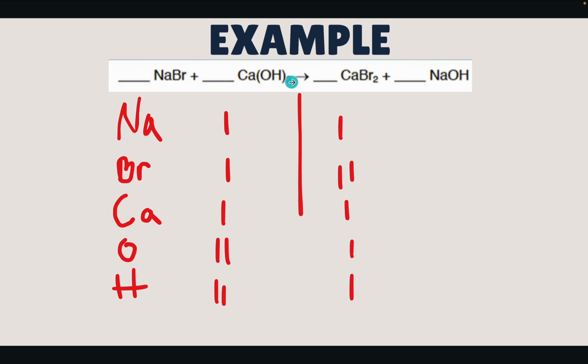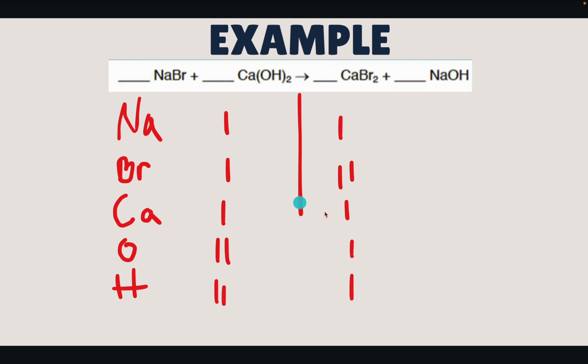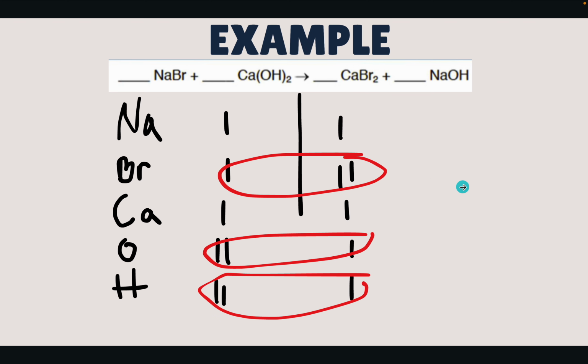So it multiplies into the parentheses. On the product side, there's 1 calcium, 2 bromides, 1 sodium, and then 1 oxygen and 1 hydrogen. Now we counted it. Let's find the differences. So we counted up here. We're going to find the differences now.